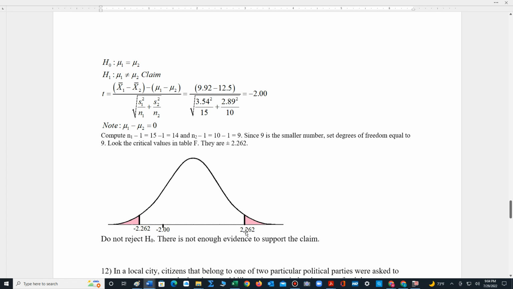Now, this is a two-tailed test, because it's not equal. To find the critical values, we have to compute n1 minus 1. So 15 minus 1 is 14. And n2 minus 1, 10 minus 1 is 9. We pick the smaller of these two values to be the degrees of freedom. 9 is smaller, so the degrees of freedom is 9.